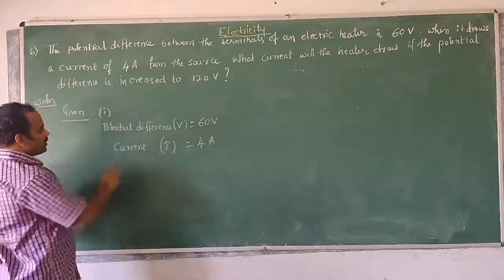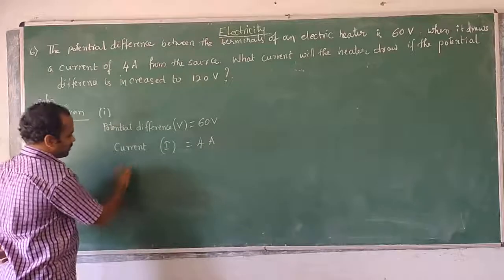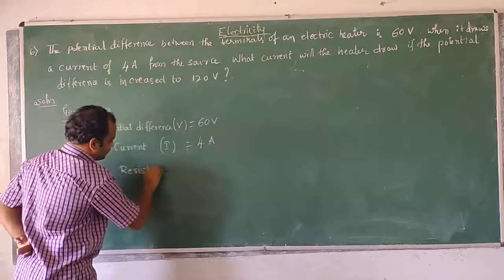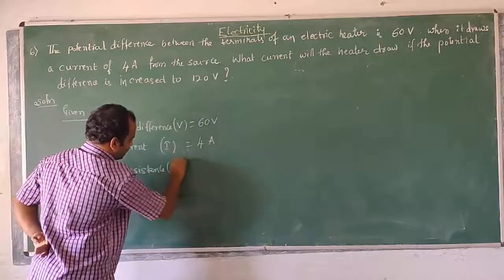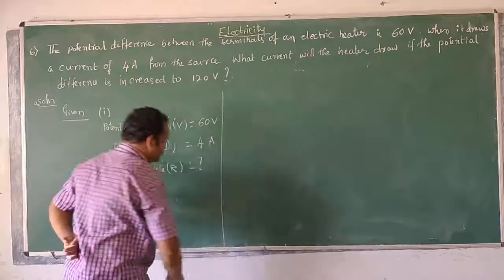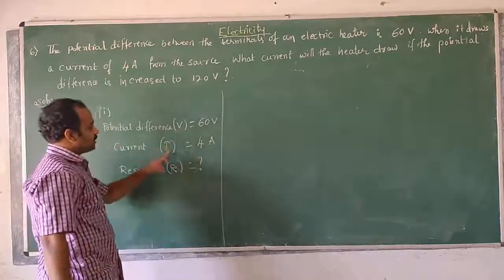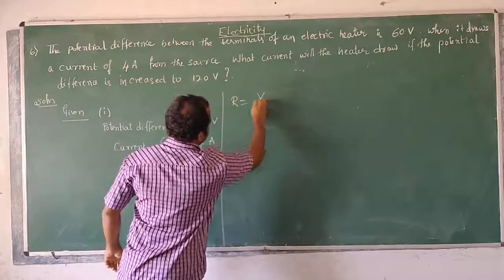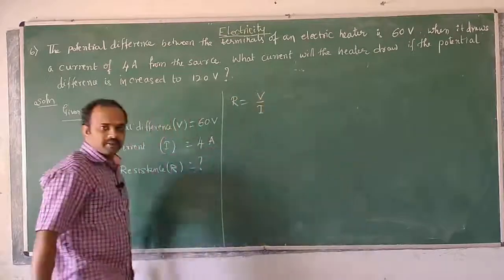From this what we have to find? We have potential difference. We have a current. We have to find resistance. Resistance R equal to question mark. This is first. R equal to V divided by I.